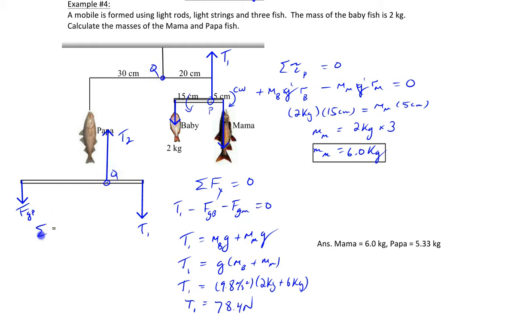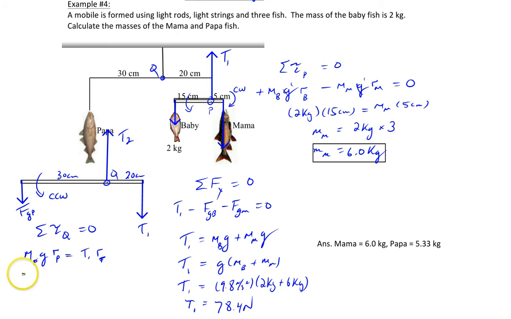And now we're going to use the sum of the torques about point Q equals 0. And so we have a torque produced by papa fish, which is going to produce a counterclockwise rotation, which is positive. So that's the force of gravity of papa fish, which you could just rewrite as the mass times G, multiplied by R sub P, which is going to be this distance here, which is 30 centimeters. And that's going to be balanced out by the other torque right over here from tension 1. So tension 1 times this distance, we'll call that R sub T or something, and that is 20 centimeters.